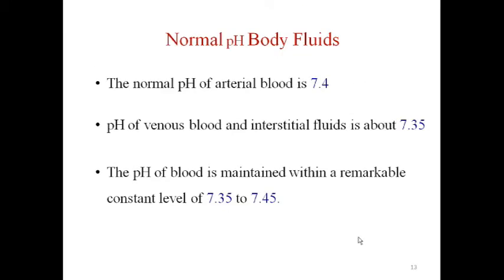Normal pH of body fluids: the pH of arterial blood is 7.4. The pH of venous blood or interstitial fluid is 7.35.